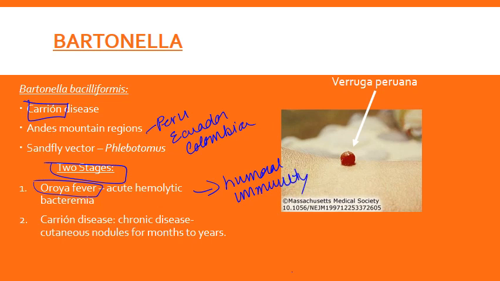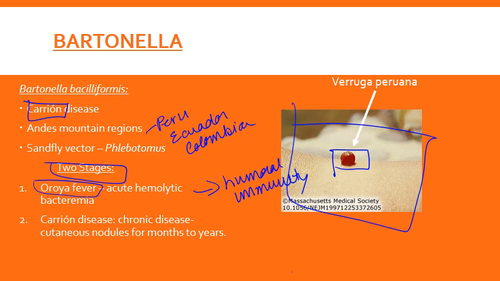During the chronic stage of disease, though, carrion disease is what we experience. And in this case, you get these 1 to 2 centimeter cutaneous nodules, and they're often engorged with blood and appear over the course of 1 to 2 months. And they can actually persist for a long time, months to years. The nodules are called Verruga peruana, which you can see here in a picture from the New England Journal of Medicine.